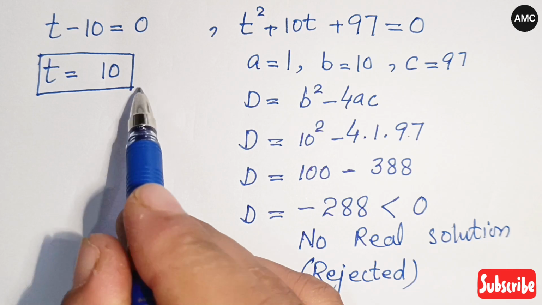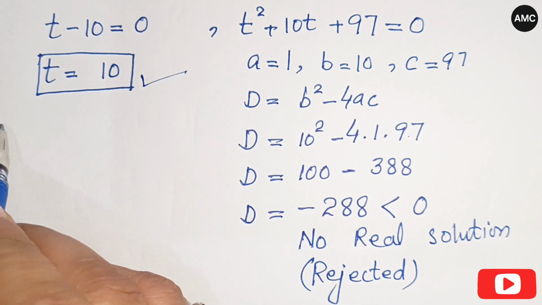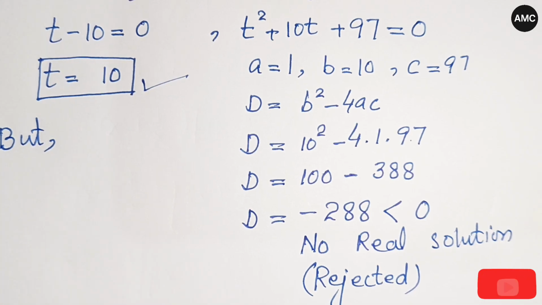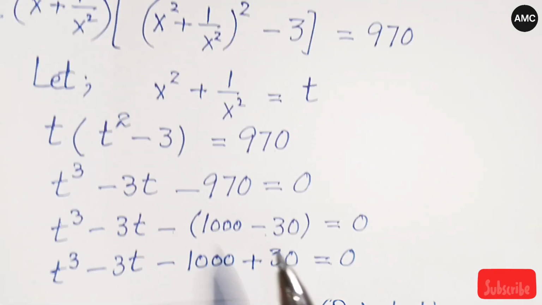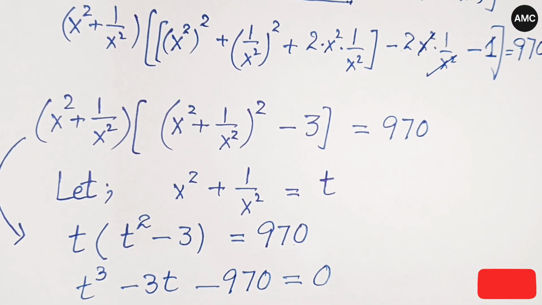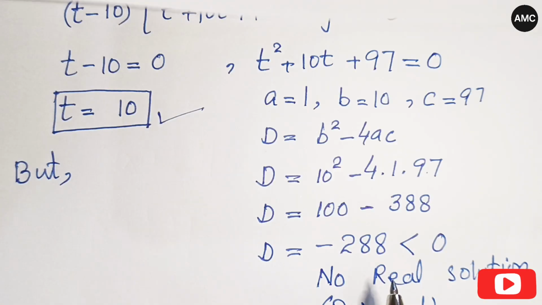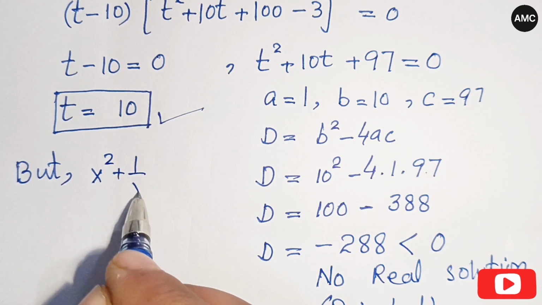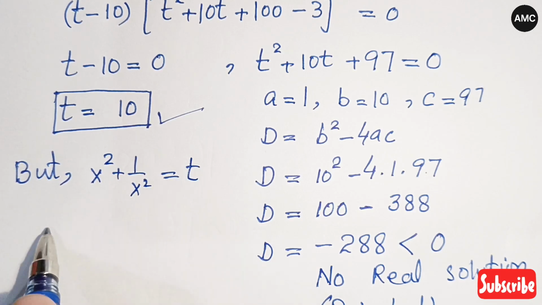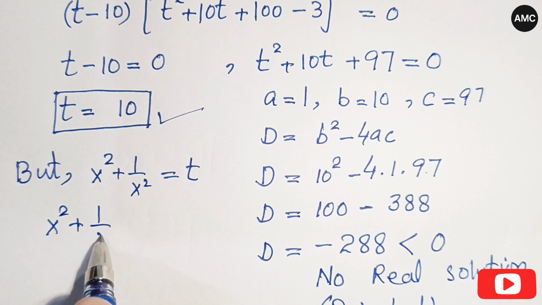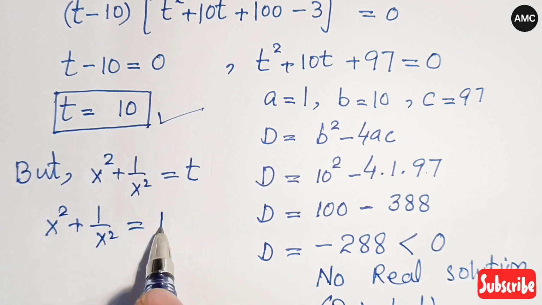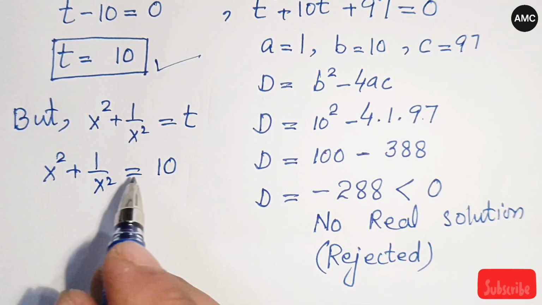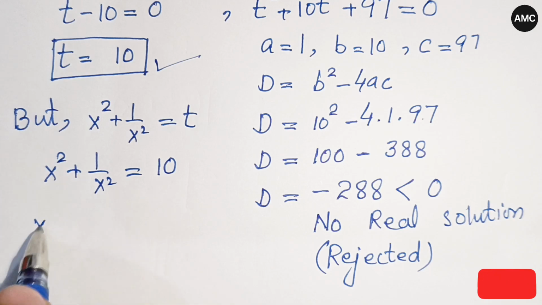Now taking this one, t is equal to 10, as we have supposed, but we know that x squared plus 1 over x squared is actually equal to t. According to this supposition, we have x squared plus 1 over x squared is equal to t. Similarly, t is equal to 10. So putting the value of t here we have x squared plus 1 over x squared.